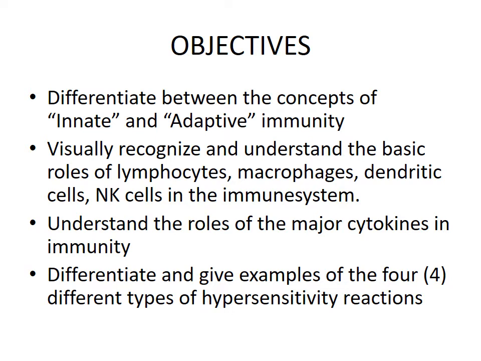Our main objectives are to differentiate between innate and adaptive immunity. Innate immunity is the immunity that we are born with, and adaptive immunity is what we acquire during our lifetime when our body gets exposed to pathogens, viruses, or other things. We also want to understand the basic role of lymphocytes, macrophages, dendritic cells and NK cells in the immune system, and the role of major cytokines in immunity which are released by these lymphocytes, macrophages and dendritic cells.